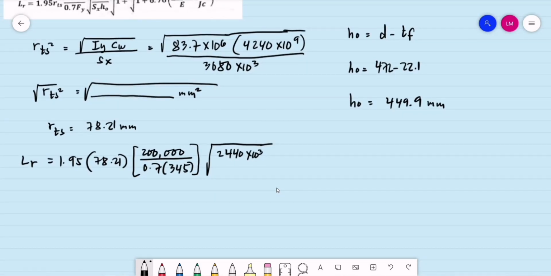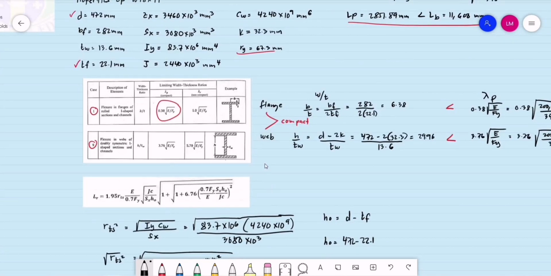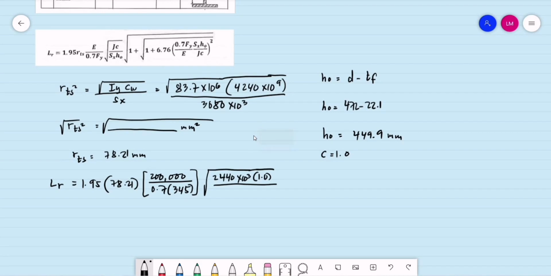Then, to be multiplied by our C. So again, the value of C is equal to 1.0 for symmetrical I-shaped sections. Multiplied by 1.0, then divided by, what is the value of our S sub X? Is 3080. We have that as 3080 times 10 raised to 3. Then multiplied by h sub o. Our h sub o is equal to 449.9.